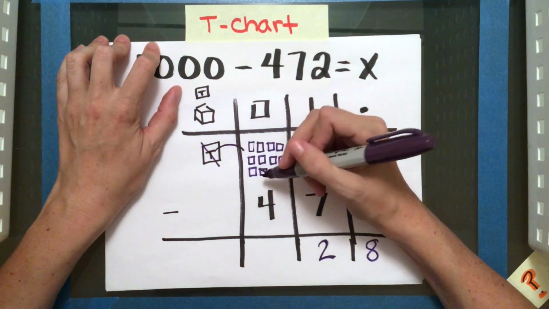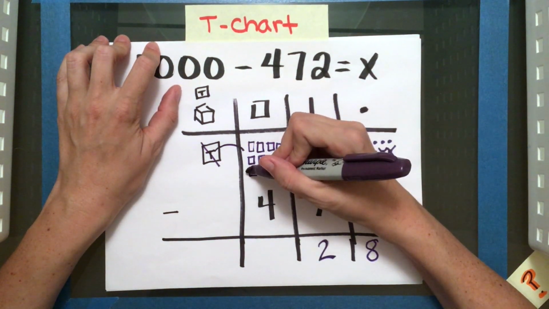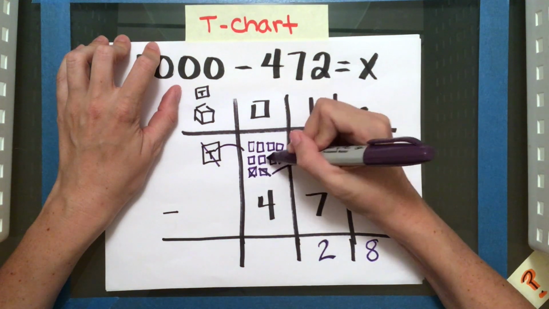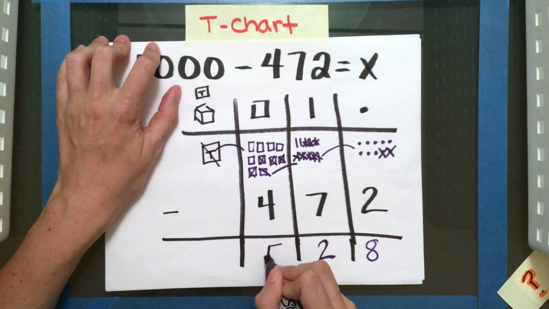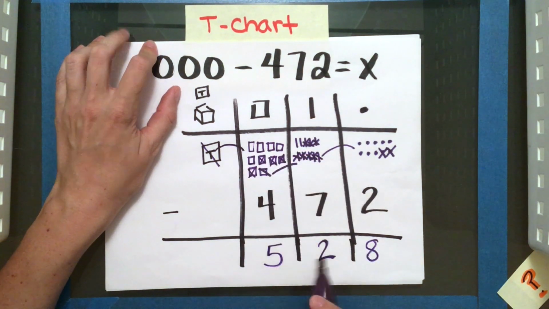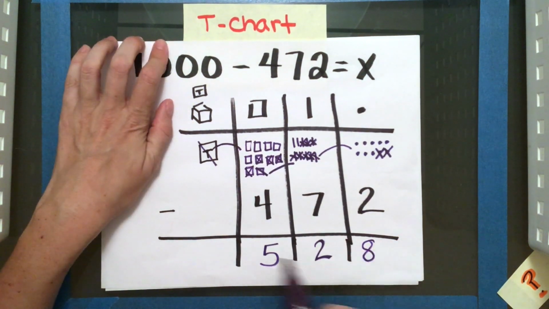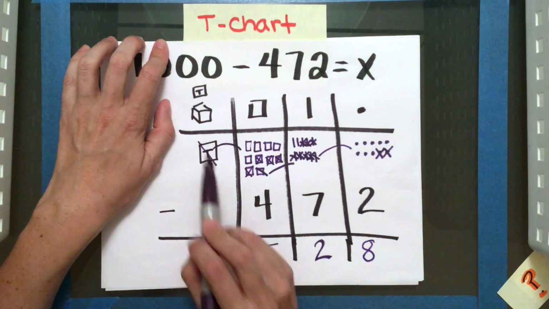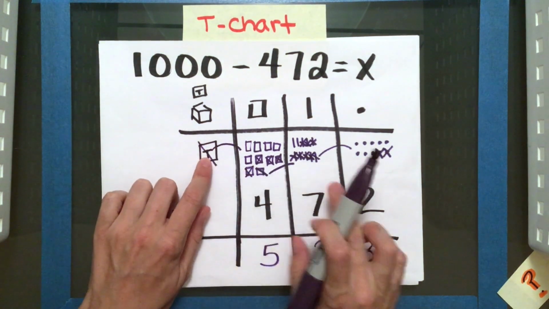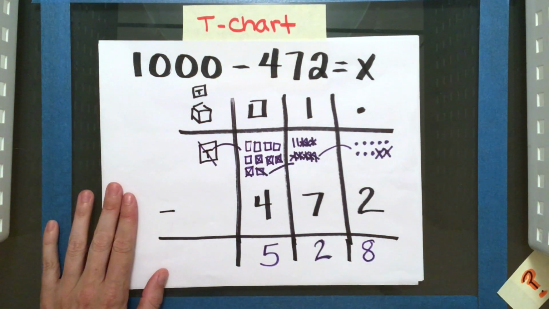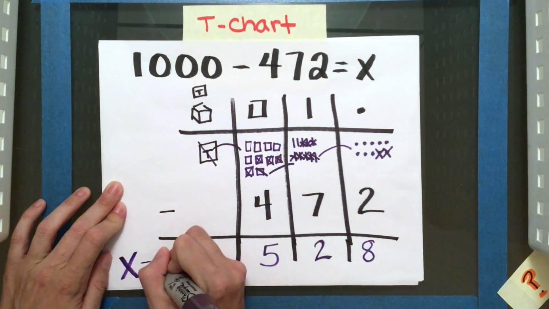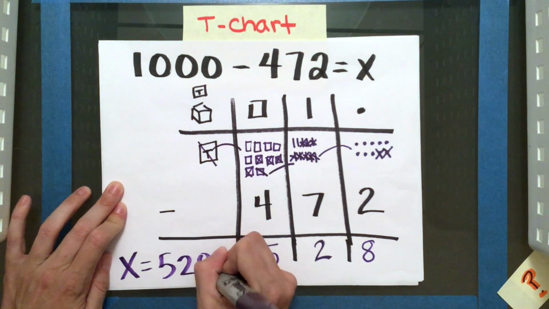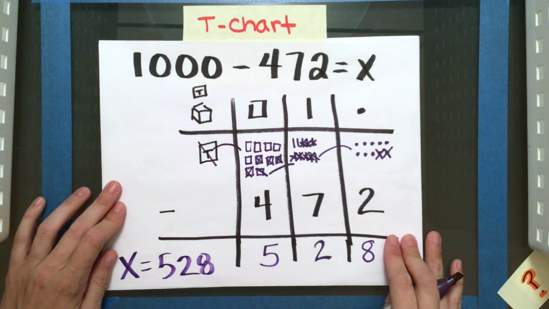Now I'm going to subtract 4 from the hundreds. 1, 2, 3, 4, and I'm left with 5 hundreds blocks, which is 500. Now, I don't have a number here to subtract from the thousands, and the thousands has already been broken apart, so my answer is 528, or x equals 528. All right, so that is one strategy.